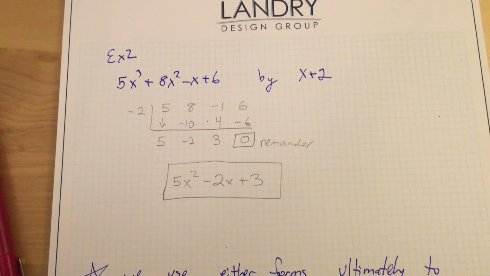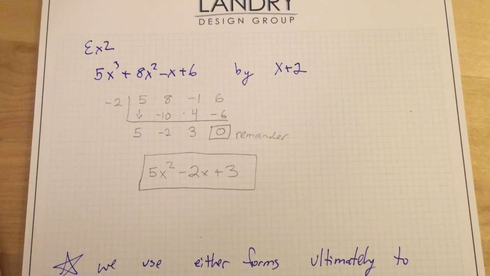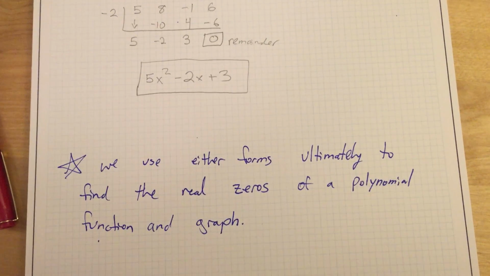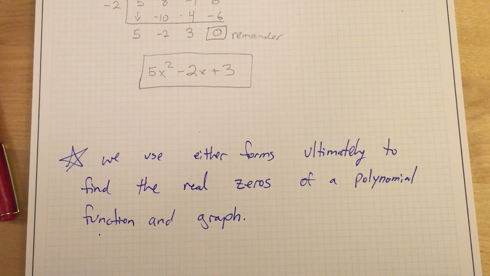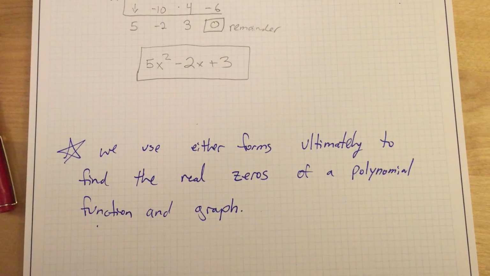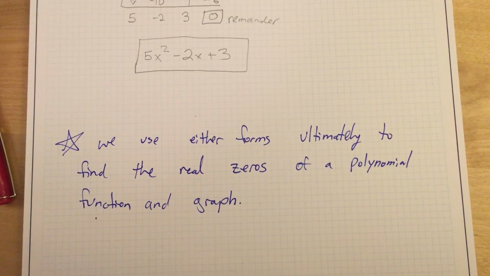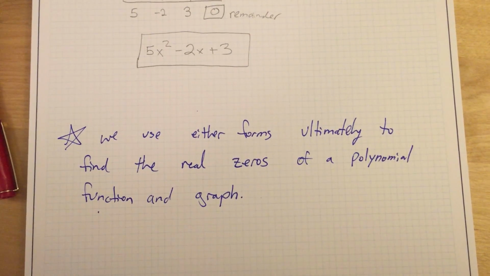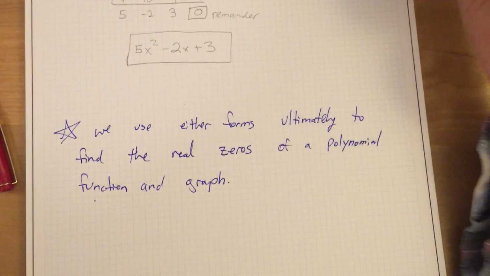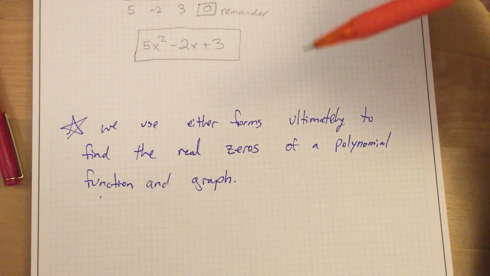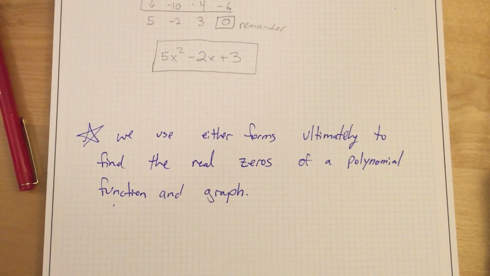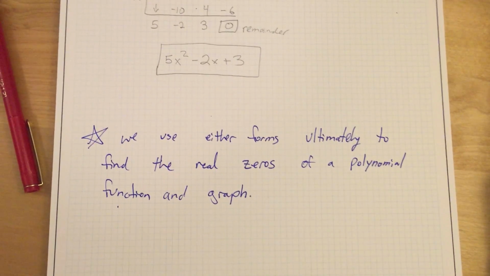So what's the ultimate reason I'm asking you guys to do long division and synthetic division? It's ultimately this. We use either form to find the zeros of a polynomial function and to graph it. We're going to talk about, when I get back, the P's and Q's. How do we actually find those factors, like how do we know that -2 was a factor and things like that. But ultimately, it's to find all of our zeros and to graph, what we talked about in the previous video.